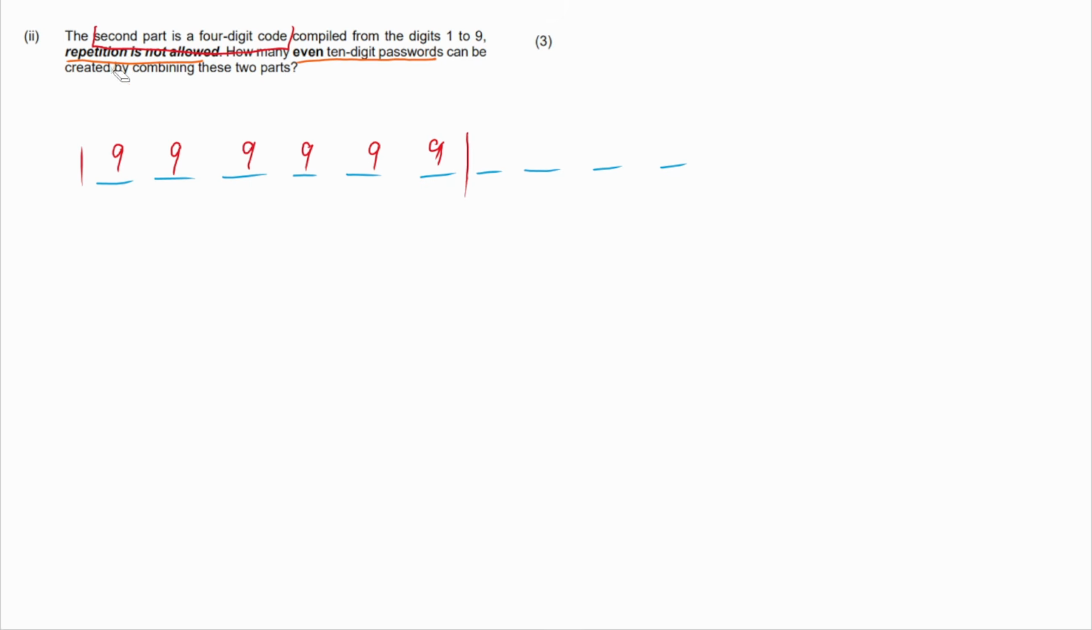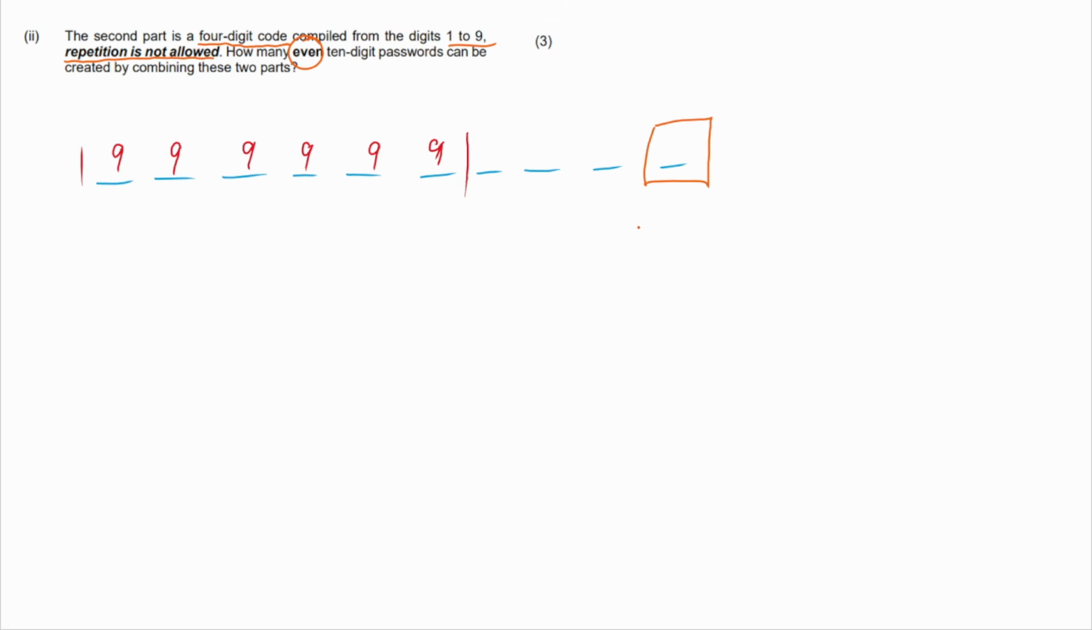We know that with these 4-digit codes, this 4-digit code, repetition is not allowed. So it's 1 to 9, but repetition is not allowed. And then very important, it needs to be even. So let's look at how a number can be even.